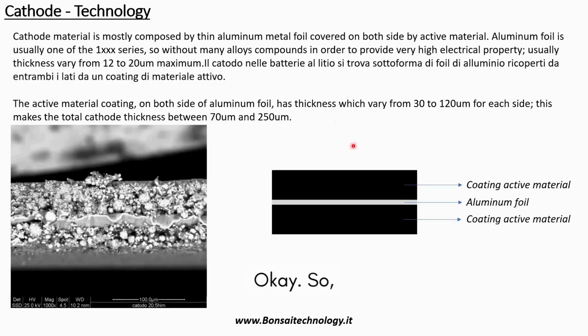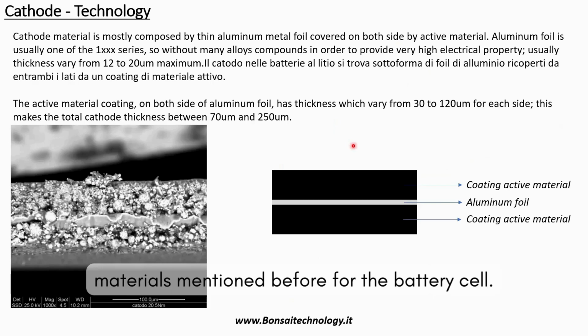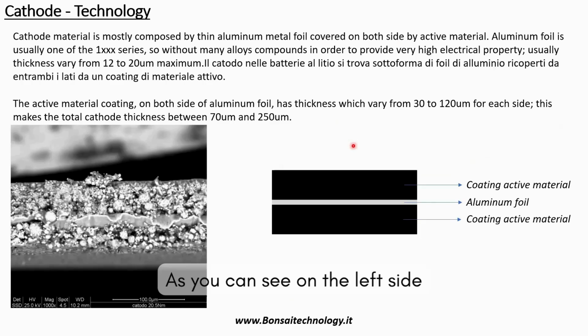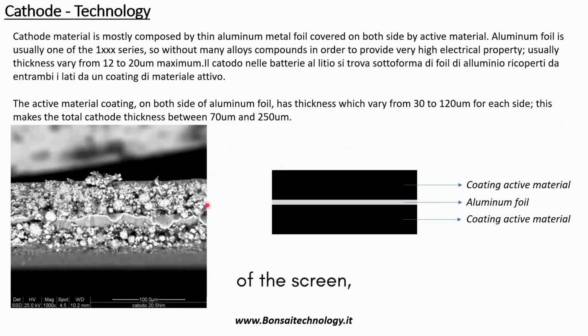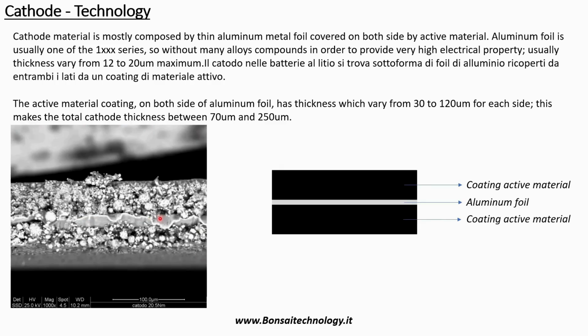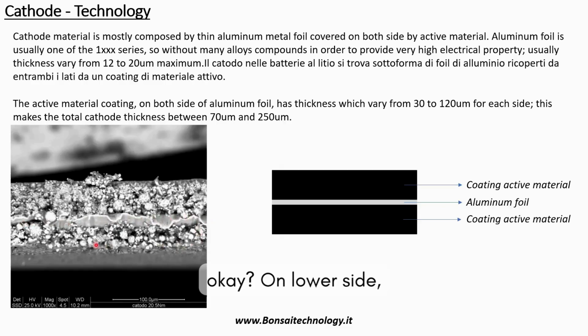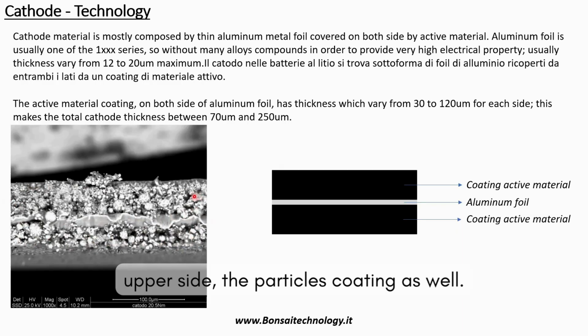Okay. So let's start to discuss the cathode. The cathode is one of the main materials mentioned before for the battery cell. As you can see on the left side of the screen, there is a SEM microscope picture that shows a cross section of cathode material. You can see in the middle the aluminum foil. Okay, on the lower side some particle coating, and on the upper side particle coating as well.